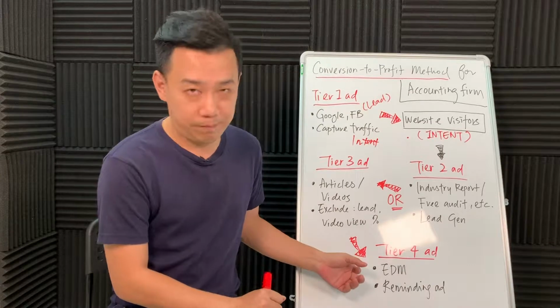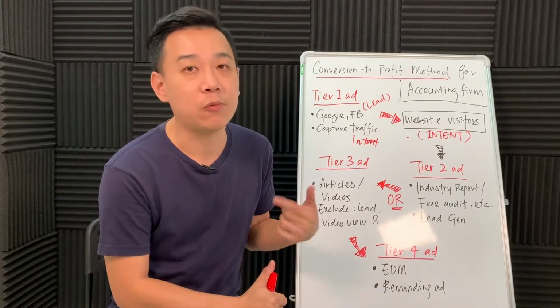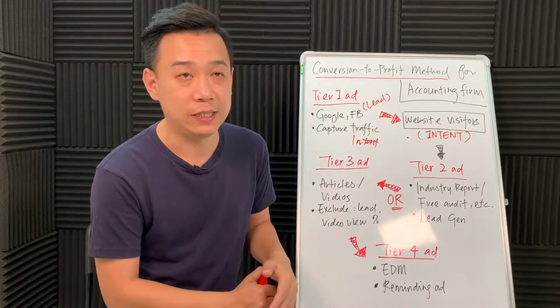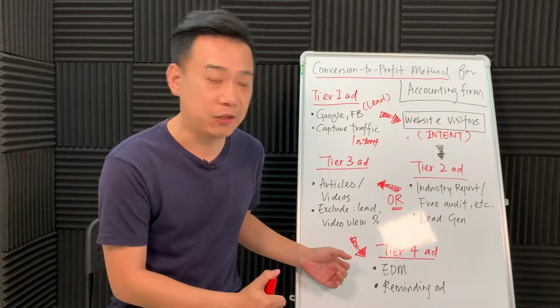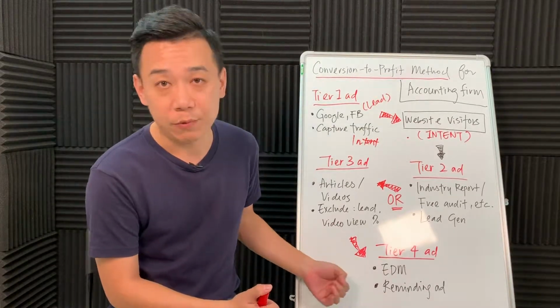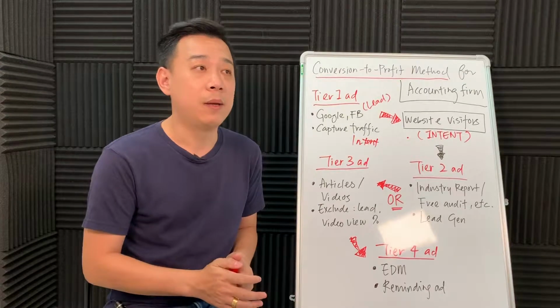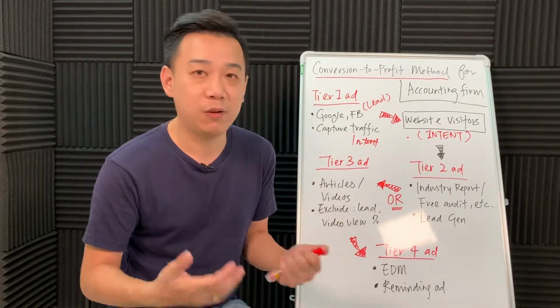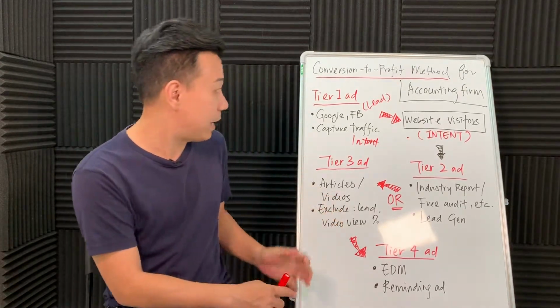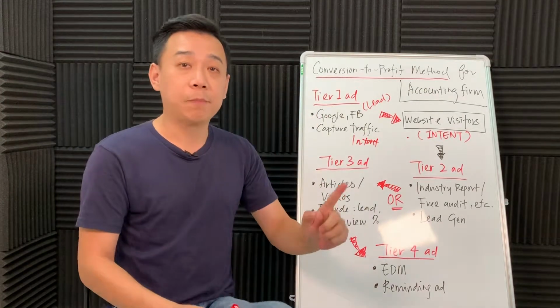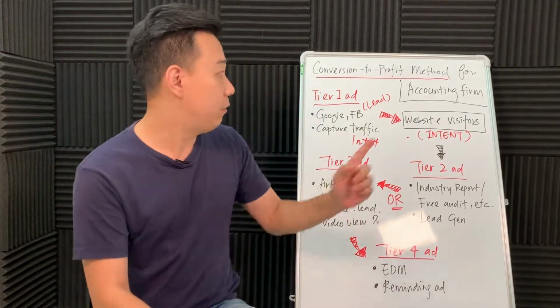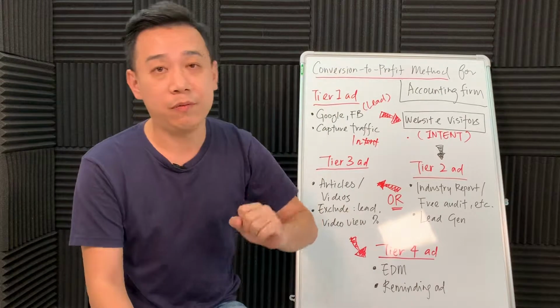So if you do a drip, okay, basically you can actually try to minimize the amount of work that goes into this. But I will still recommend that you at least do something out of this. Or you can run some reminding advertisement as and when you have maybe some new launching or new method or whatsoever. That's entirely up to you. So that's how we create a Facebook advertising strategy for accounting firm using our conversion to profit method.